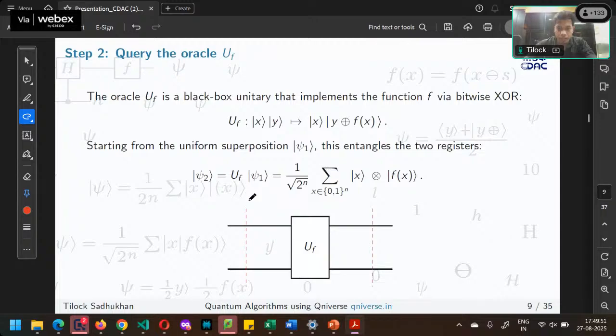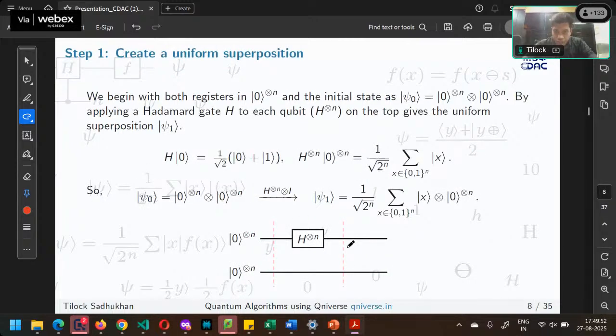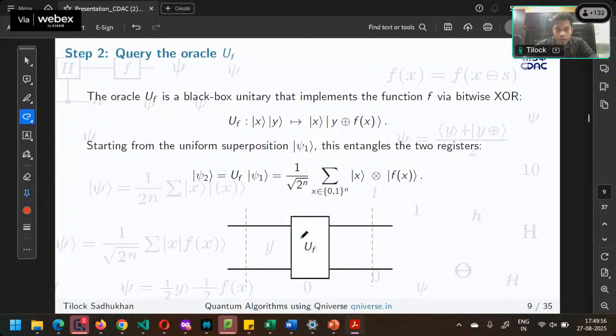So we have started from the uniform superposition psi 1, the last circuit part that I have shown here. Here we are getting psi 1. Then we are applying the oracle. After applying the oracle, following this definition, the second part of this state will be y, which is what? y is 0. Sorry, that is our 0th state.